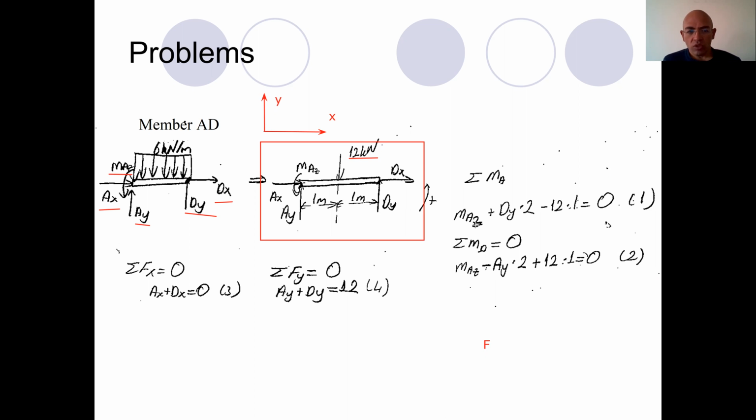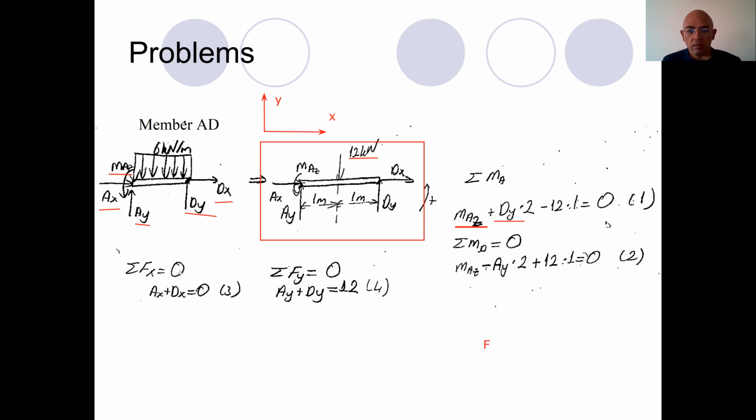So we have MAZ, which is positively chosen, plus Dy multiplied by 2. Certainly Dx will not generate any moment. Since we take the moment with respect to point A, AX and AY will not contribute to the moment equilibrium. And we have negative moment generated by the 12 kilonewton resultant force, and that is minus 12 multiplied by 1. And this has to be equal to 0. Now we have here two unknowns, Dy and MAZ. Now let's take the moment with respect to point D. Again, we have MAZ, the reaction moment at point A, minus AY multiplied by 2 plus 12 multiplied by 1, and that's equal to 0.